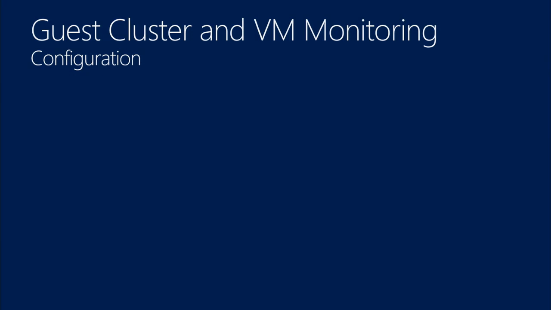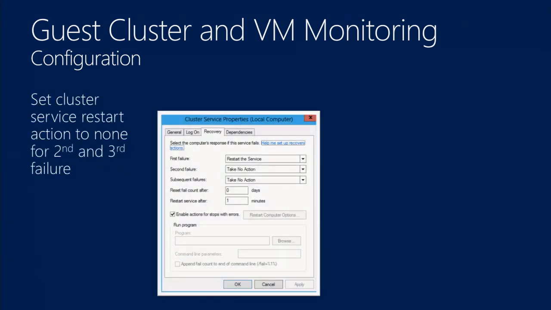So guest clustering and VM monitoring. A question I get asked a lot is, should I use one or the other, or can I use them both? The answer is you can use them both. And the way to configure it is, inside the guest, in each of the virtual machines in the failover cluster, go into services, go to the properties of the cluster service, and go to the recovery tab. And you change the second and the subsequent failure action to take no action.